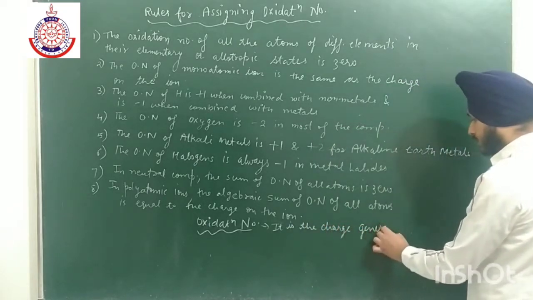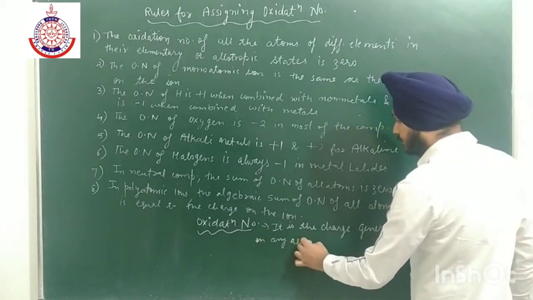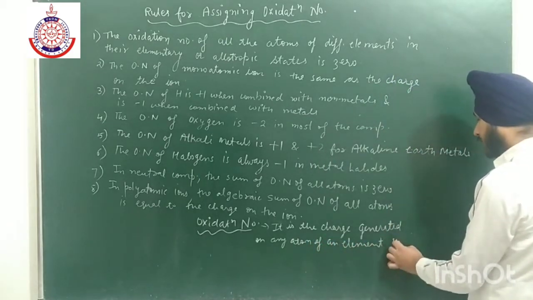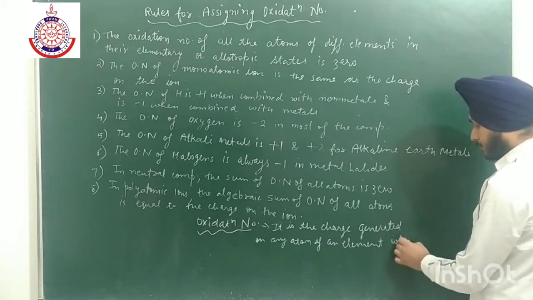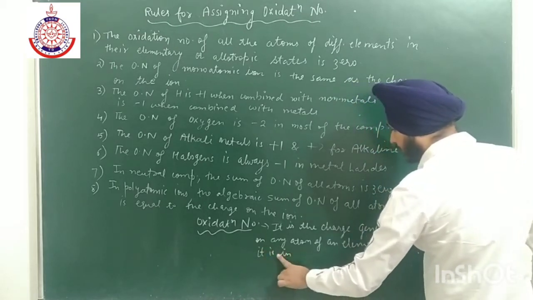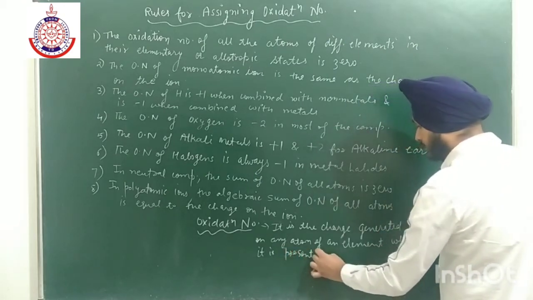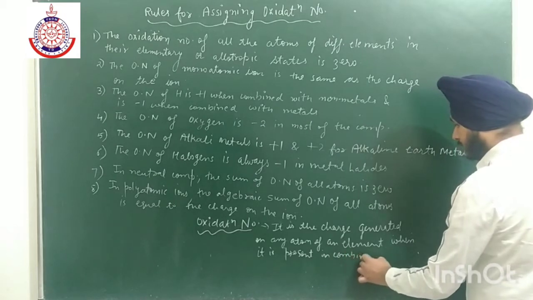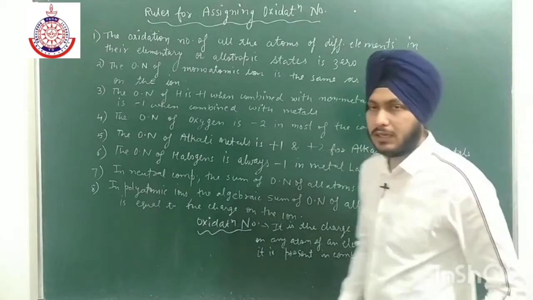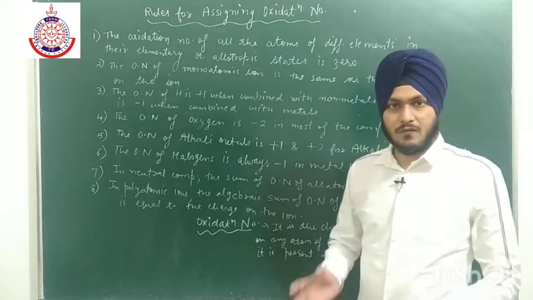So it is the charge generated on any atom of an element when it is present in combined state with other elements. So what is oxidation number? It is the charge which is generated on any atom of an element when it is present in the combined state.